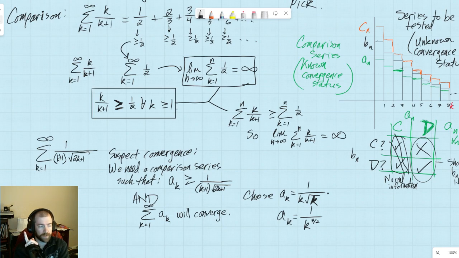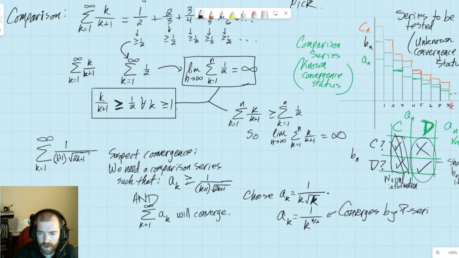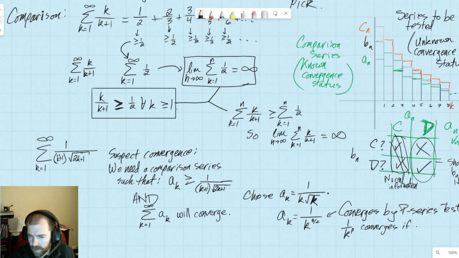Alright, I'm going to cheat a little bit and say that I know that this does converge. This will converge by the p-series test. So basically, look at this thing, we've got 1 over k to the p, which will converge if p is greater than 1. That's all it takes.